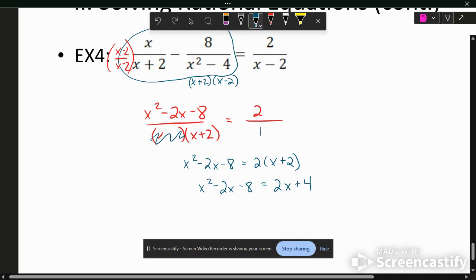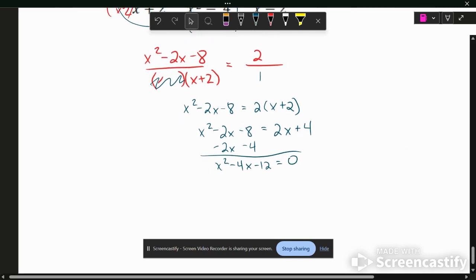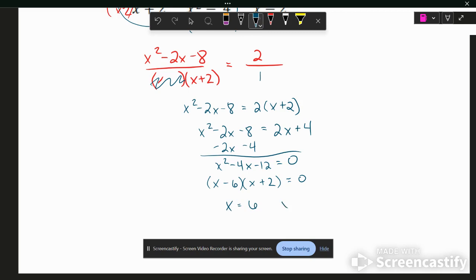I'll move everything over. So subtract 2x, subtract 4. X squared minus 4x minus 12 equals 0. And then factor. So this will be x minus 6, x plus 2. So I'll get x is equal to 6 and x is equal to negative 2.